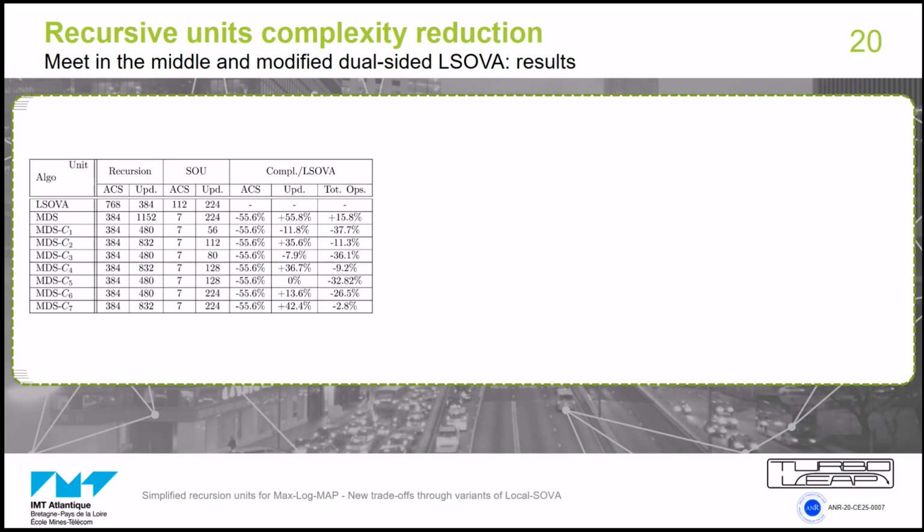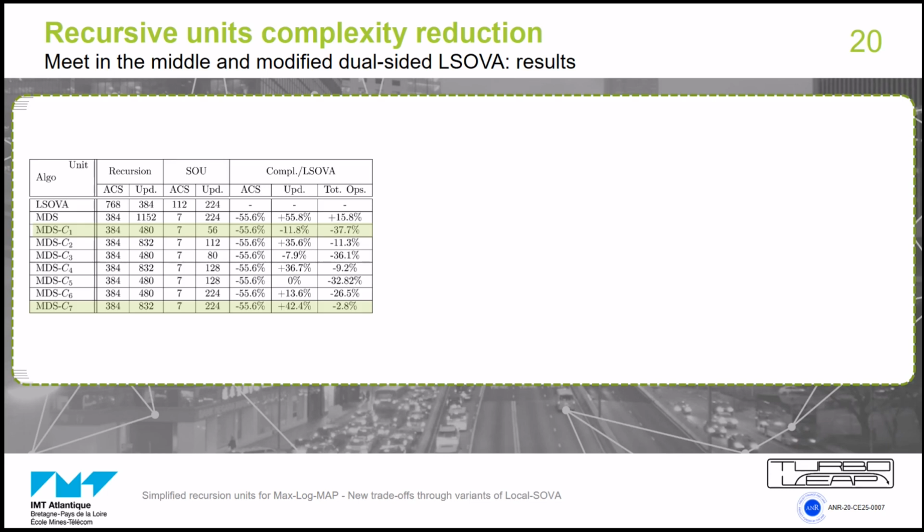When a limited number of updates, for example 4, is applied at each step in the example of C1, the number of ACS units is largely reduced when compared to the local-SOVA, here in the order of 37%. On the other hand, small complexity reductions are observed when considering all updates in the SOU and slightly reducing them in the recursive calculation. In all these cases, the number of ACS units is reduced when compared to the local-SOVA, but the most interesting gain remains in the reduction of the latency of the decoding algorithm.